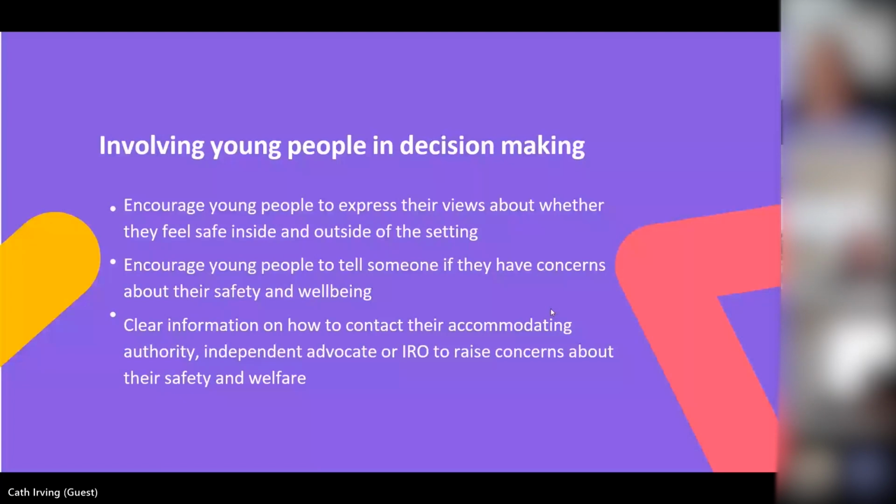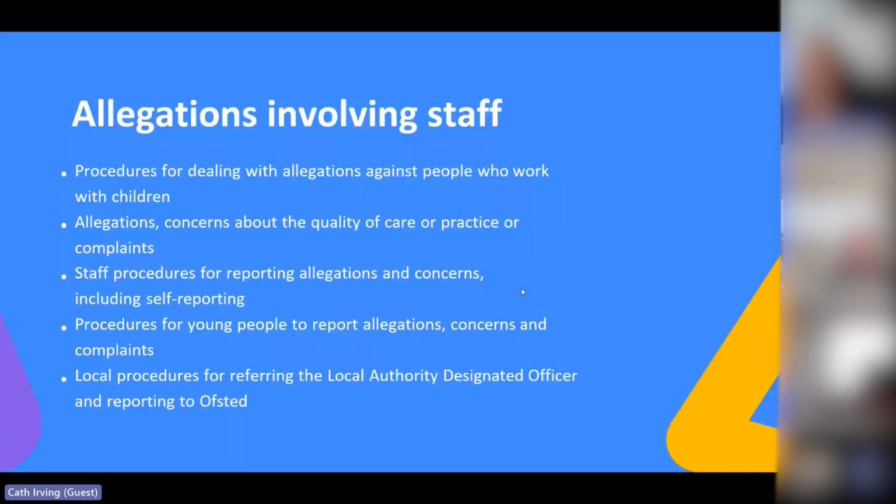Working Together to Safeguard Children states that all organisations and agencies working with children should have clear policies in place for dealing with allegations against people who work with children. And within your policy, you need to make it clear there's a distinction between an allegation, a concern about the quality of care or practice, or a complaint.